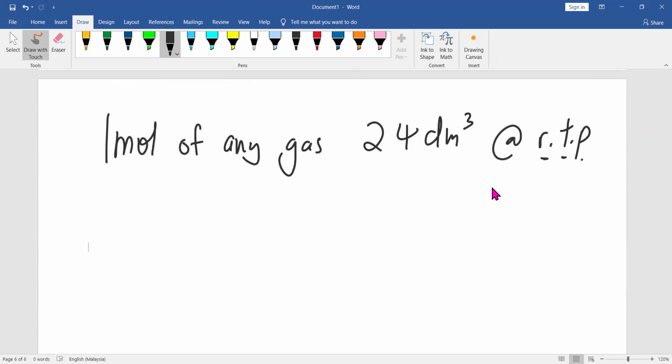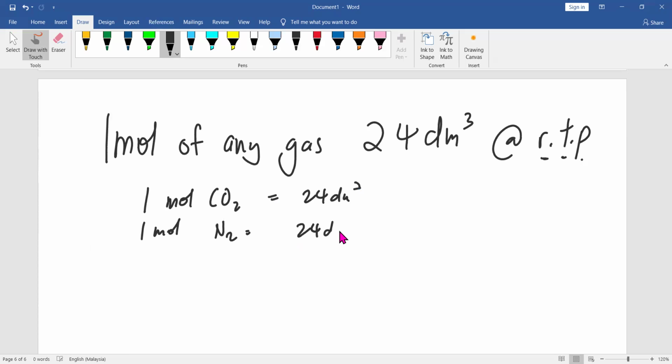So 1 mole of any gas is 24 decimeter cube. So that means, oh, teacher, any gas means any gas. Yes, any gas means any gas. So 1 mole of carbon dioxide is 24 decimeter cube. 1 mole of nitrogen gas is 24 decimeter cube. So if I have 0.5 mole, 12.